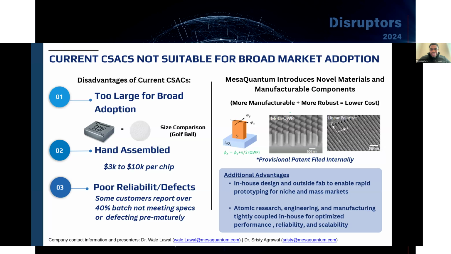this mission was driven by what we noticed in the existing CSACs: although they're called chip scale atomic clocks, they're still about the size of a golf ball. They can still range from $3,000 to $10,000 per chip. So if you're talking about different devices that need to integrate this type of timing, you're very limited in your market based on that cost. And then you still have some reliability issues with many customers that we talk to.